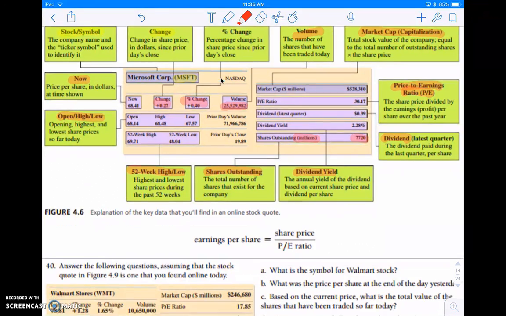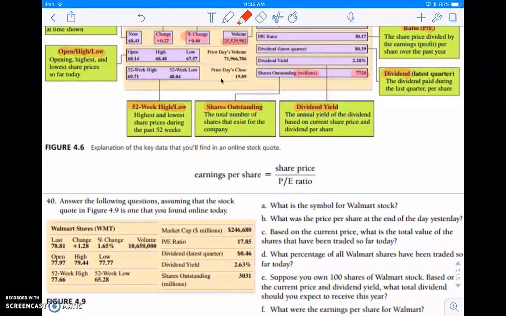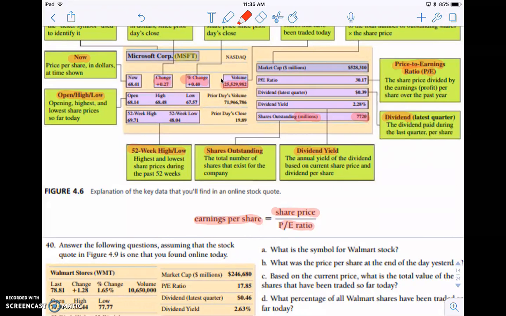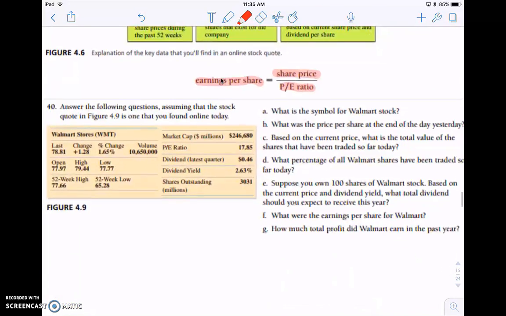One other thing to mention here that we will use is how much earnings there are per share. The way we calculate that is we take the share price and divide it by this price to earnings ratio that will be given to us. So here it is up here in our example. That's just a formula that I would write down when you're trying to find the earnings per share. It's the share price divided by the price to earnings ratio.